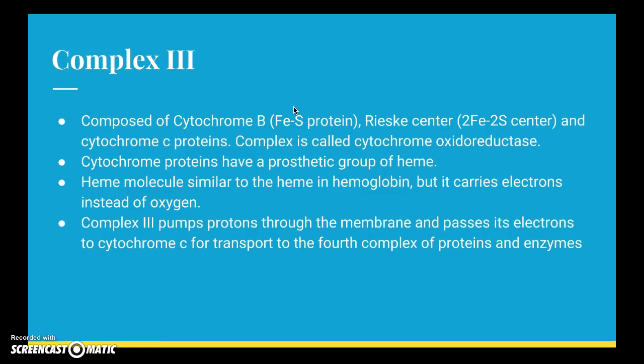The third complex is called cytochrome oxidoreductase and is made up of cytochrome proteins in a heme prosthetic group. This heme molecule is similar to the heme in hemoglobin, but it carries electrons instead of oxygen. Cytochrome C is the acceptor of electrons from Q, but it only carries 1 electron at a time. Heme molecules can also only carry 1 electron at a time. Complex 3 pumps protons through the membrane and passes electrons to cytochrome C in order to transport to the fourth complex.